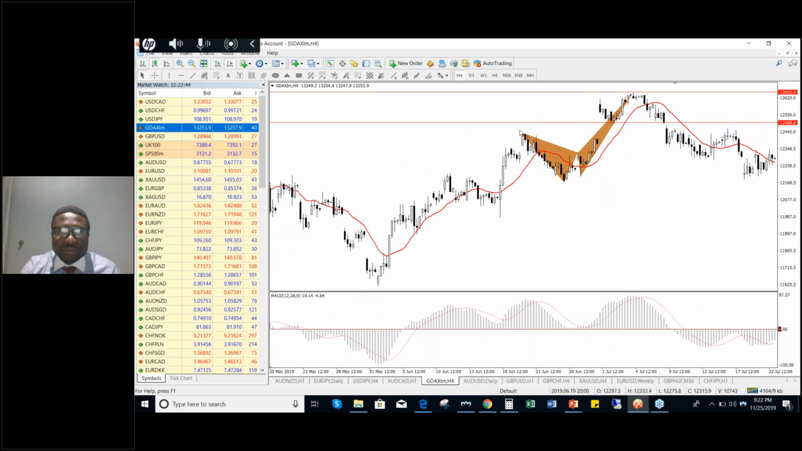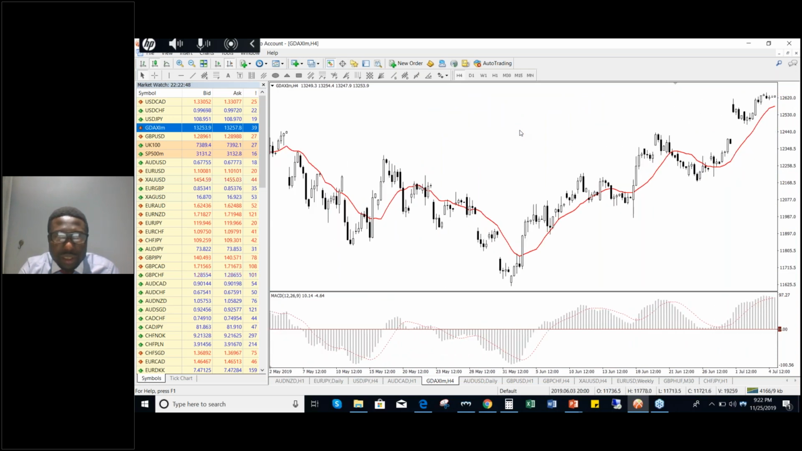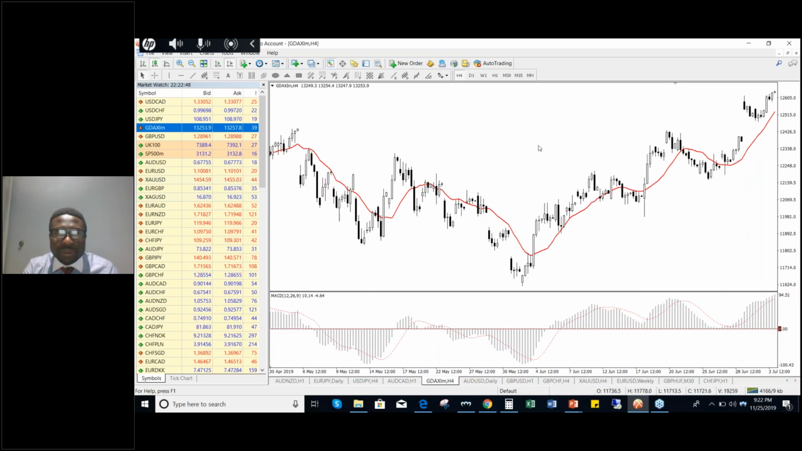Let's look for a bullish example. Do we have a bullish example here? Let's see. From this point to this point and to this point. And then from this point to this point and to this point. So let's see.